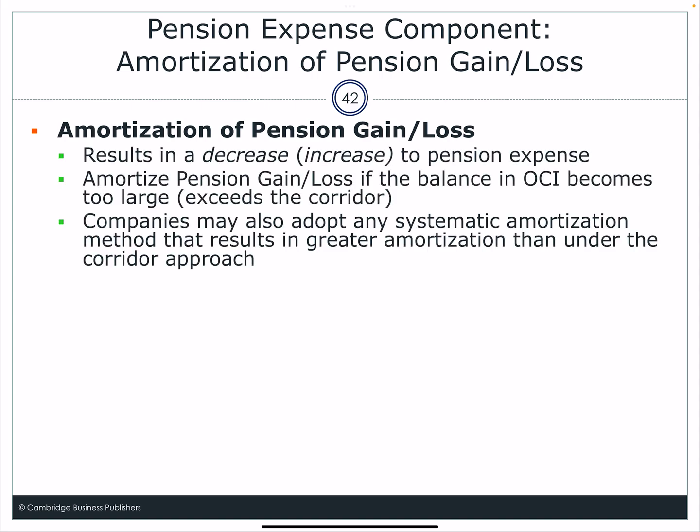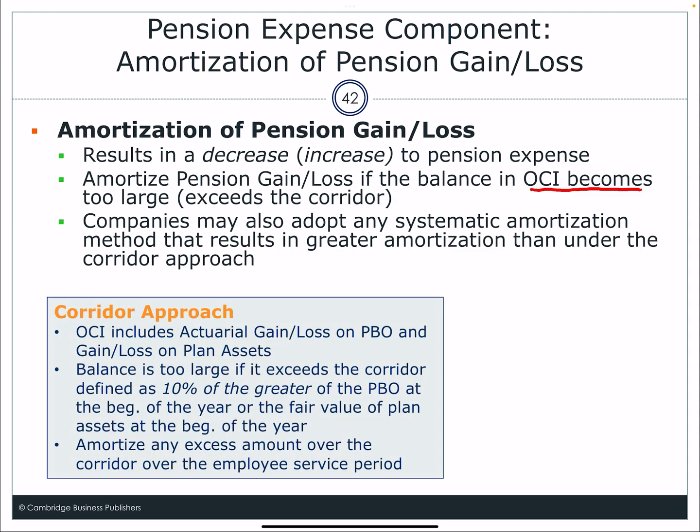So again, that's when the balance in OCI gets created when our actuaries change their estimates on how long people will live, how long people will work for us, what their salaries would be. When that adjustment becomes too big, we've got to pull some of it out of OCI and move it to expense. We'll use this corridor approach, right? So the balance is too large if it exceeds the corridor, which is defined as 10% of either the PBO at the beginning of the year or the fair value of plan assets at the beginning of the year.